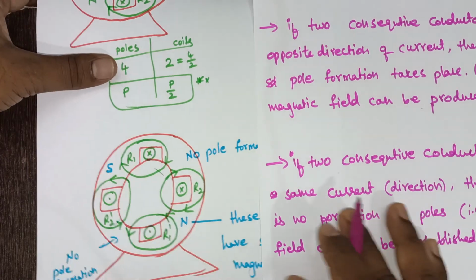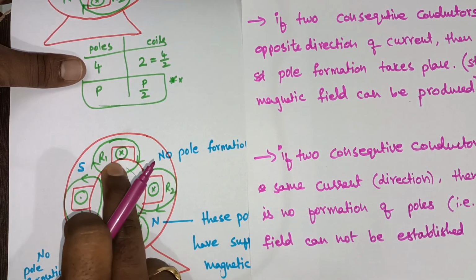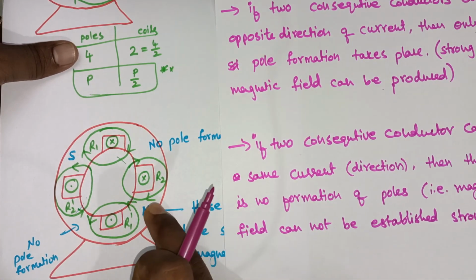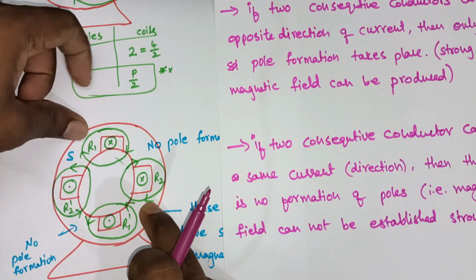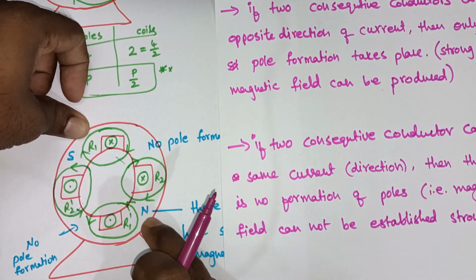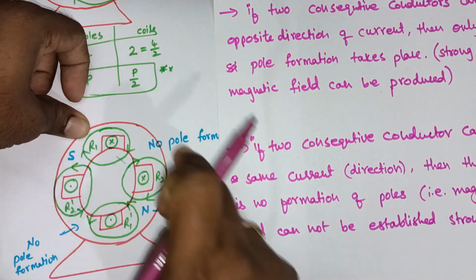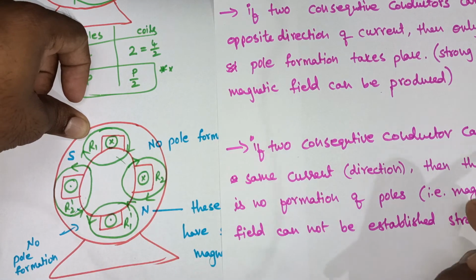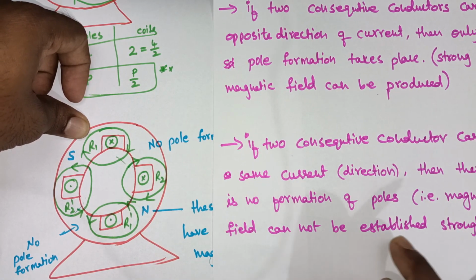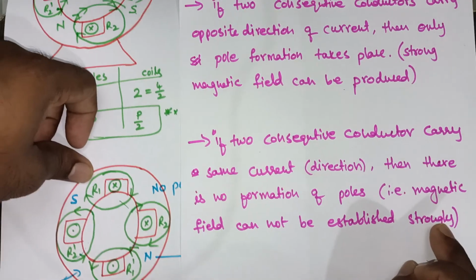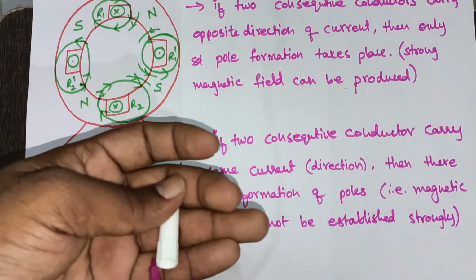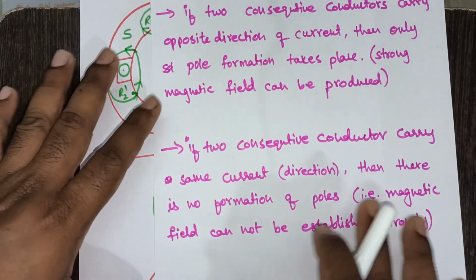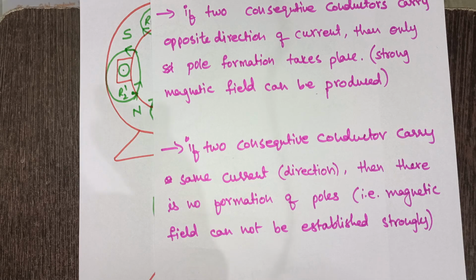See here in this diagram, two consecutive conductors which have the same current direction: here poles are not created. That is what we are writing here. And if you take consecutive conductors with opposite current direction, it can form poles, but in this arrangement not a sufficient number of poles are created, so not a sufficient amount of magnetic field is produced. That is what I have written: the magnetic field cannot be established strongly. So this is about AC winding in AC machines, that is, in the stator structure, and these are the important points we need to keep in mind.